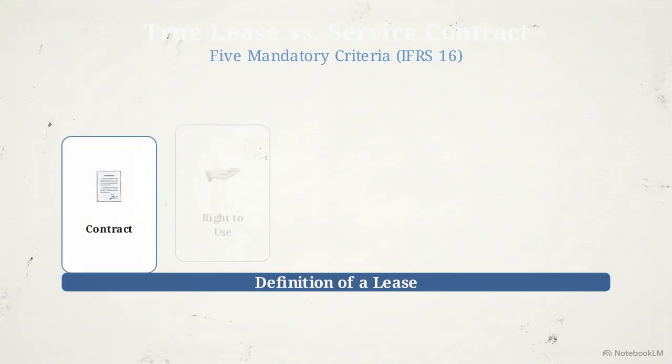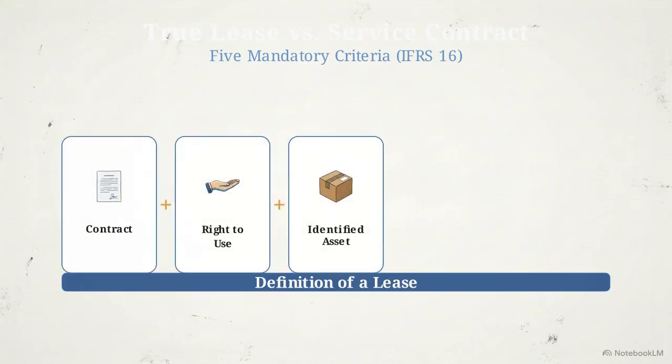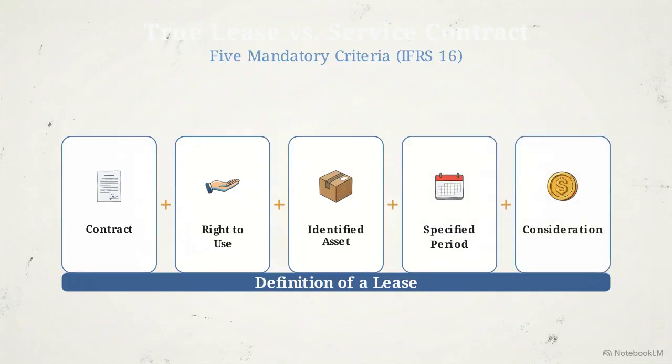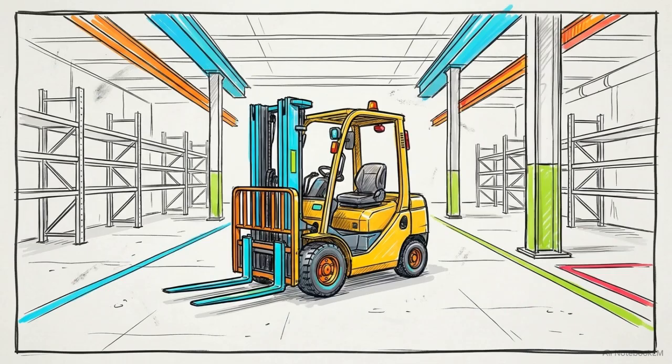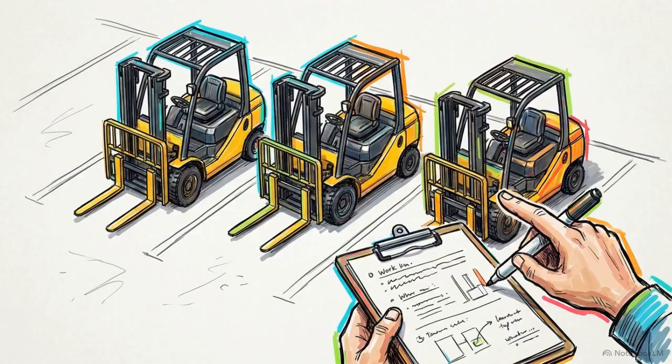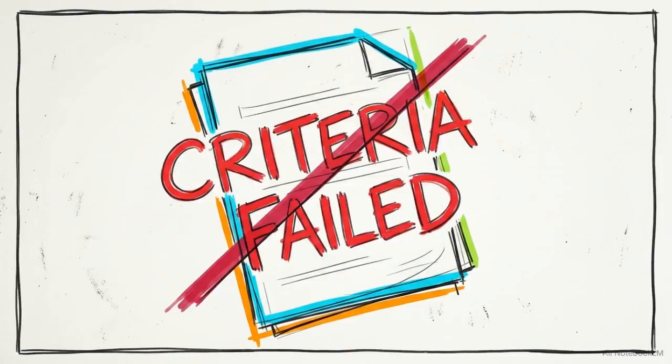You need a contract that conveys the right to use an identified asset for a specified period in exchange for consideration. The presence of an asset isn't enough. If the supplier holds substantive rights to swap that asset out for a different one at any time, the contract fails the definition. It is not a lease.